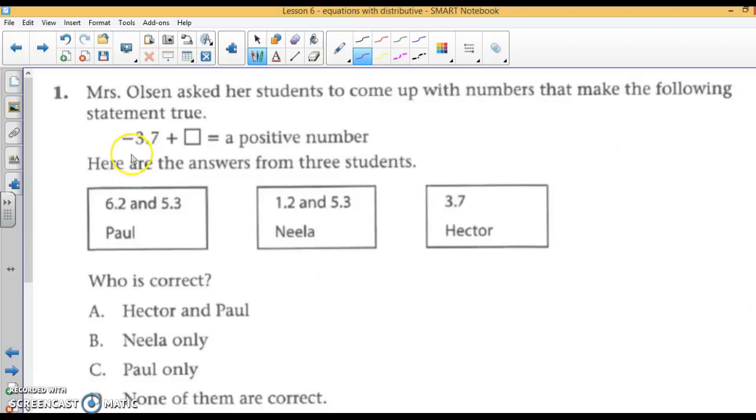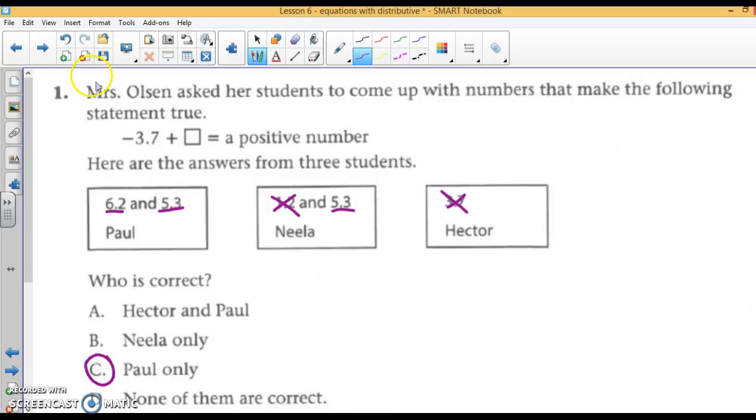Well, think about this. When you have a negative and a positive, you're going to subtract and take the sign of the larger one. So if we want our answer to be positive, these two numbers need to be larger than 3.7. So Paul's right. 6.2 and 5.3 are both larger and they're both positive. Now, Neela, 5.3 would work, but 1.2 will not. And Hector, negative 3.7 plus 3.7, they're opposites. That would give you 0. That's not a positive number. So the only person that's right is Paul.